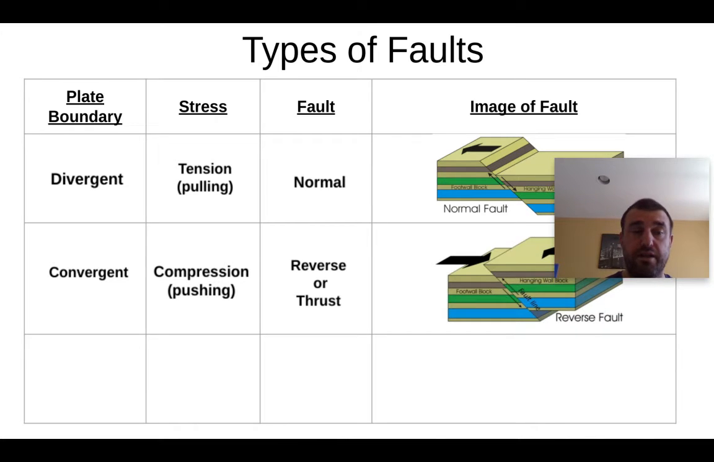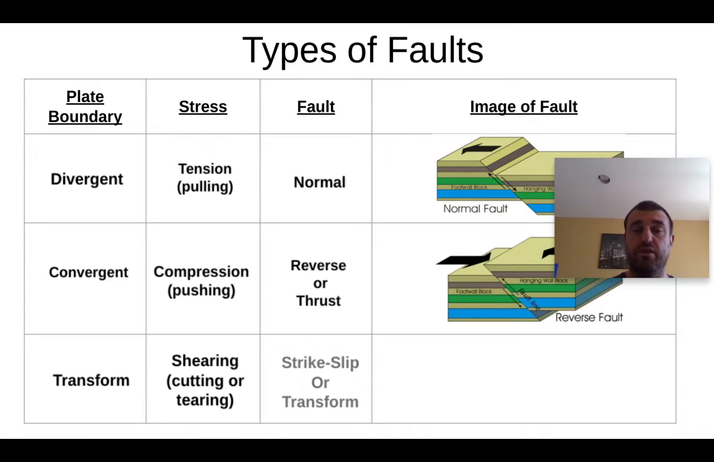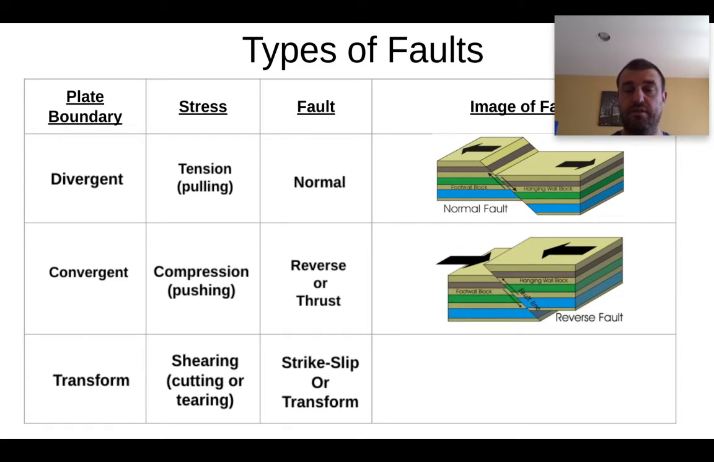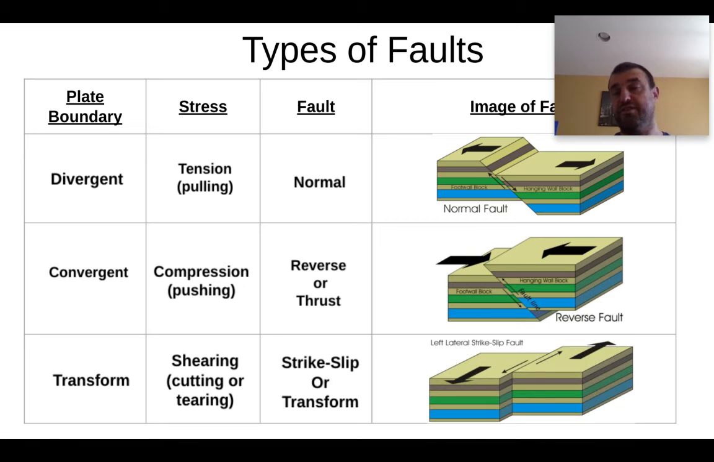All right, and the third boundary is transform. And transform is side-to-side motion. So it's as if the ground is getting ripped or sheared. Another word for scissors is shears. So this is a shearing force or tension, or a tearing. Okay, and the type of fault is known as a strike slip or a transform fault. And it's just sideways motion. And I showed you some images of the San Andreas fault already in this unit.